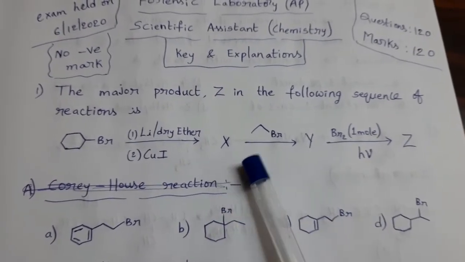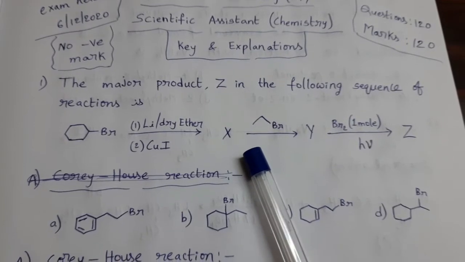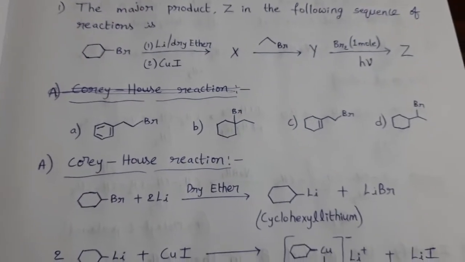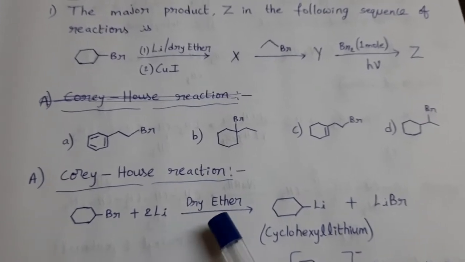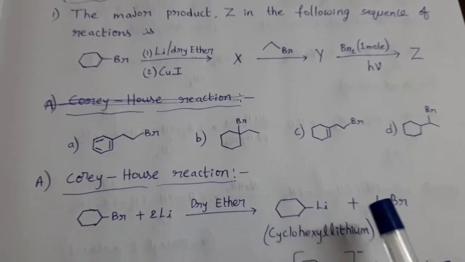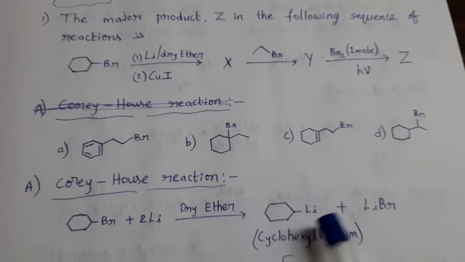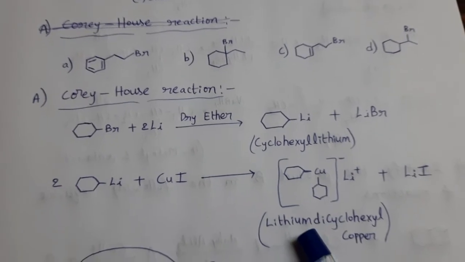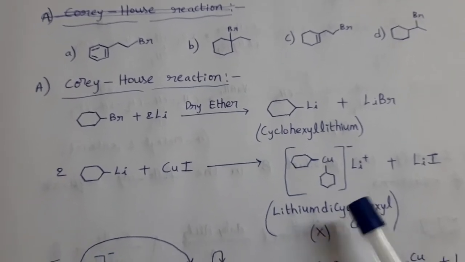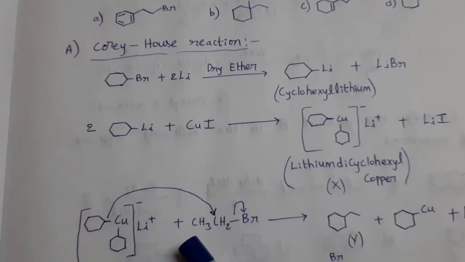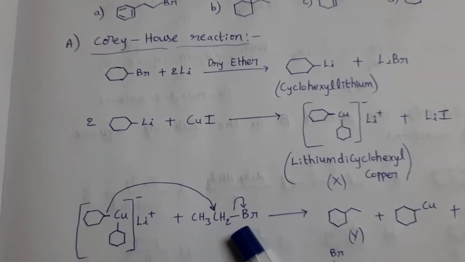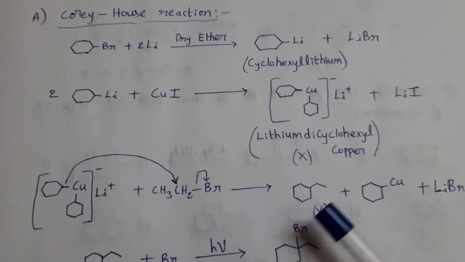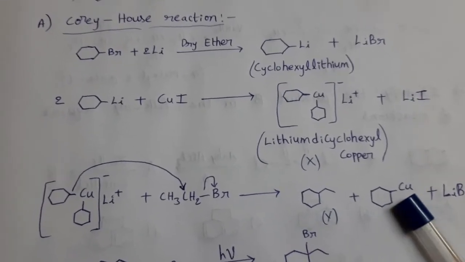This sequence of reactions is related to the Corey-House reaction. Corey-House reaction means alkyl halides treated with lithium in presence of dry ether, we can get alkyl lithium. That alkyl lithium is treated with CuI, then we can get lithium dialkyl copper. That lithium dialkyl copper reacts with a suitable alkyl bromide, then we can get an alkane and also an alkyl lithium compound.